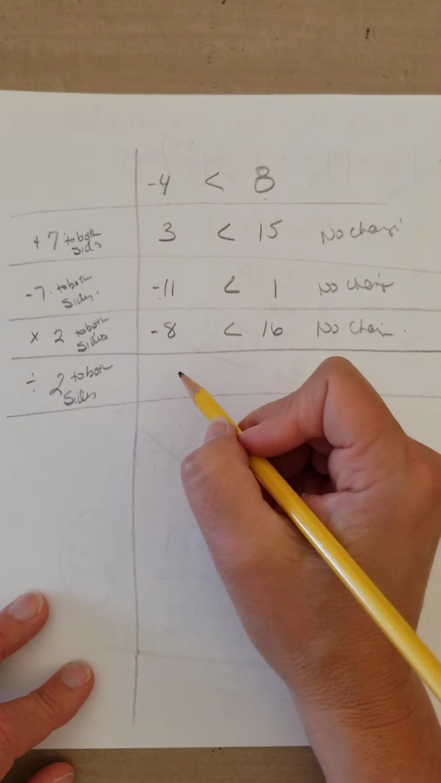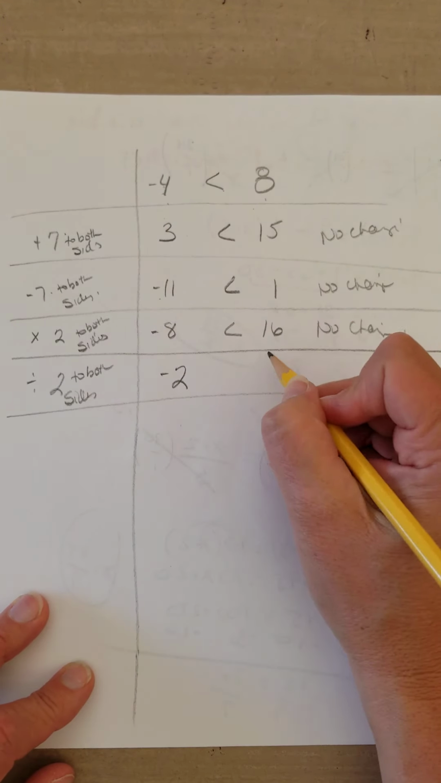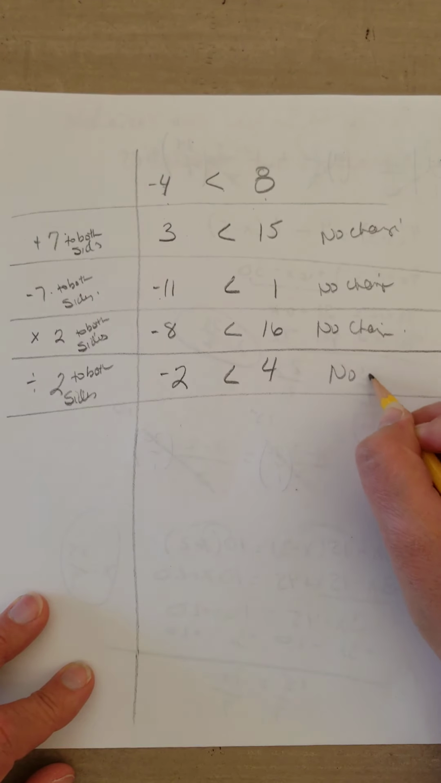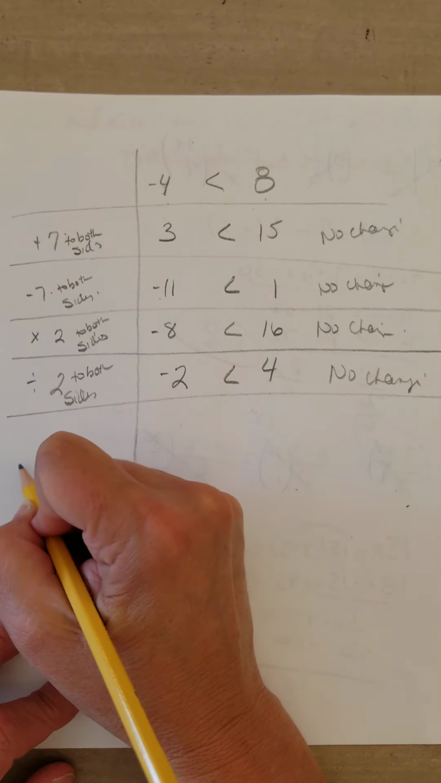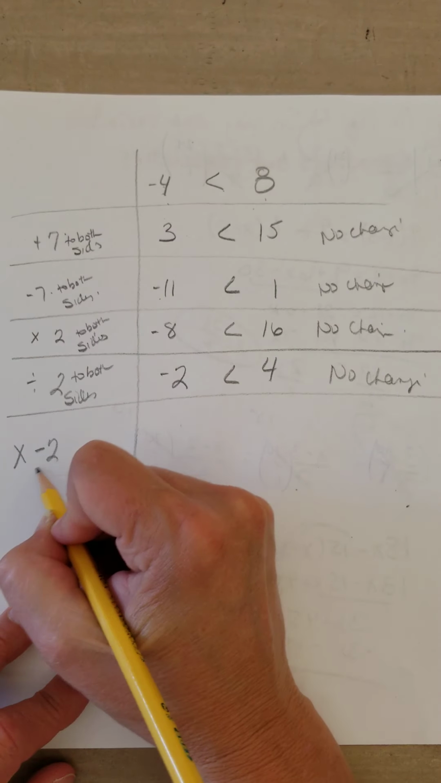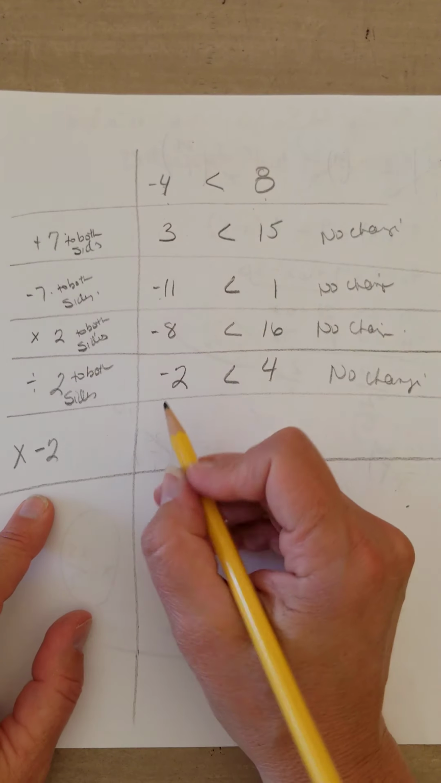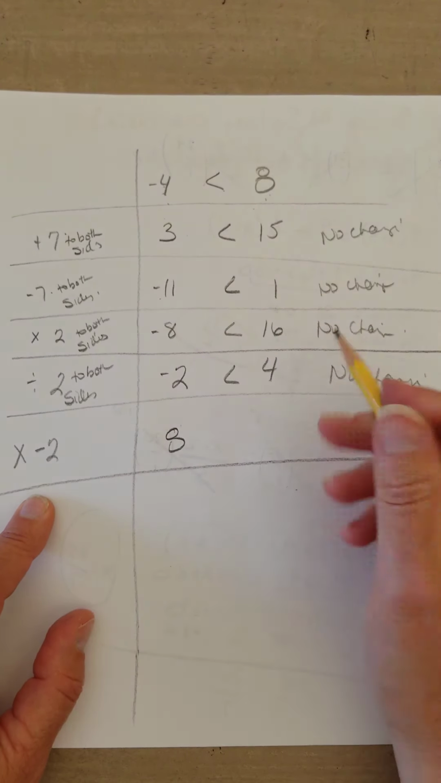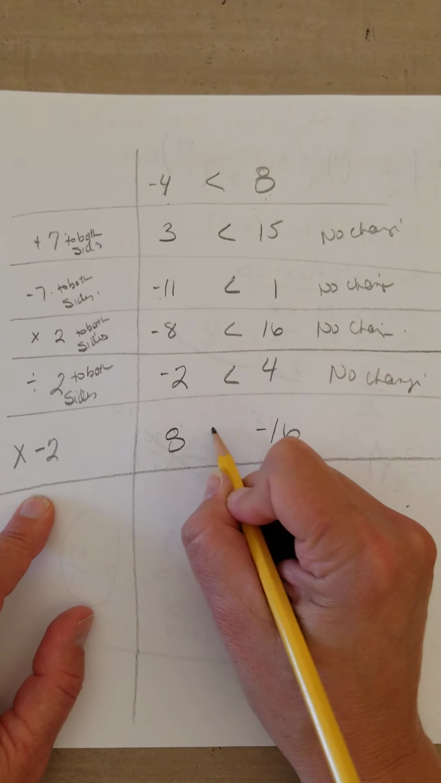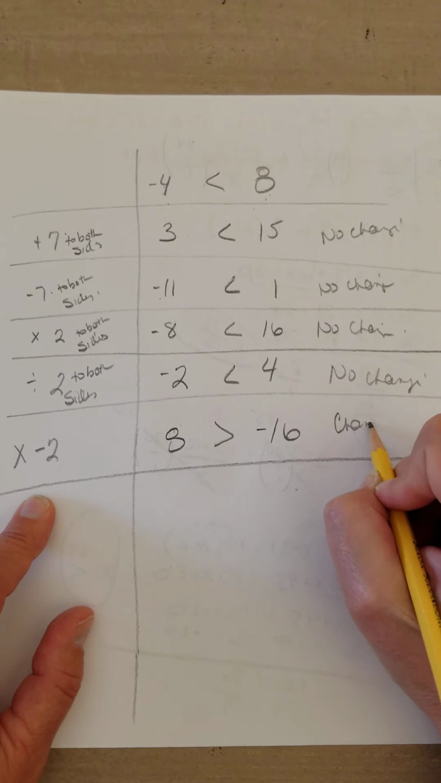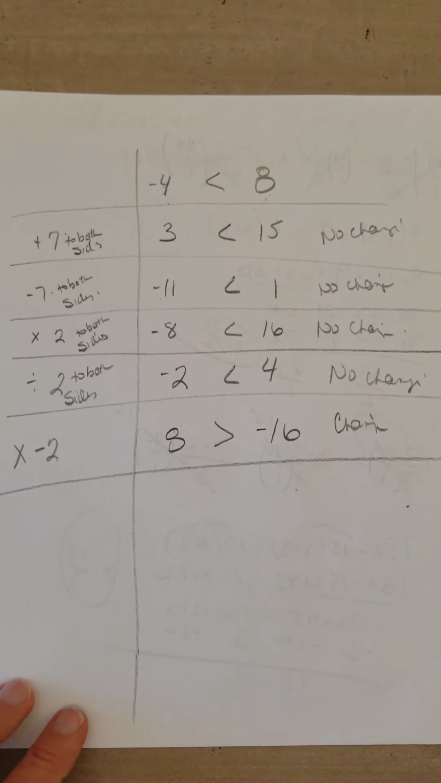All right, then I'd divide by 2. Negative 4 divided by 2 is negative 2. 8 divided by 2 is 4. 4 is still greater. No change. Now, if I multiply by a negative 2, isn't that different than dividing by 2? Adding and subtracting positives and negatives are kind of the same, but multiplying and dividing don't have a relationship. So let's multiply by negative 2. Negative 4 times negative 2 is 8. 8 times negative 2 is negative 16. Which one's bigger? 8. Ooh, we got a change. That's super duper important. I'm going to star this because we're going to see if there's another change.